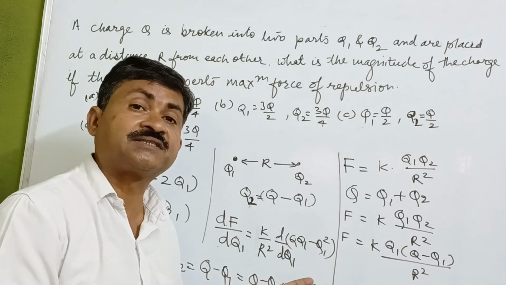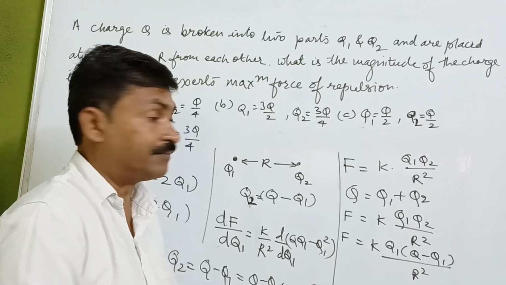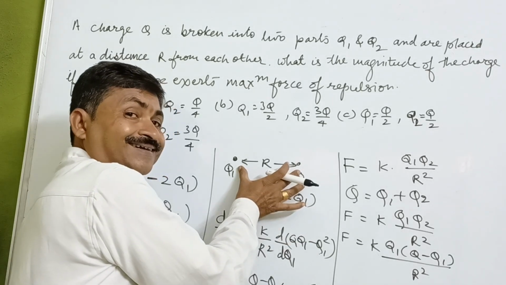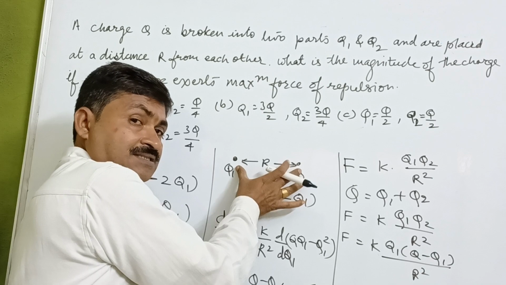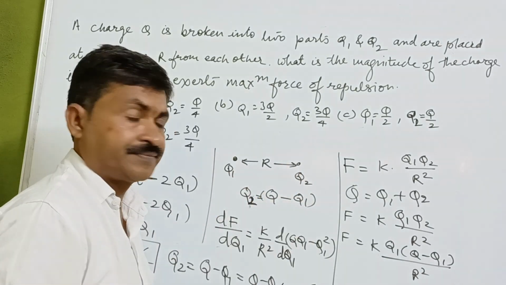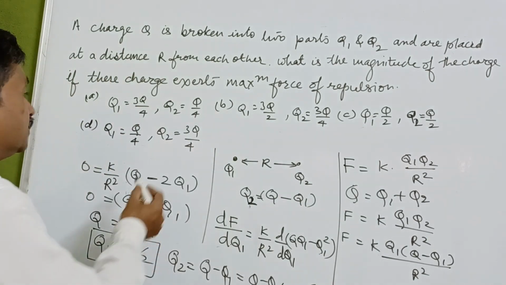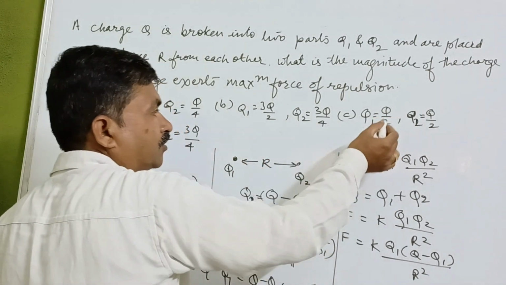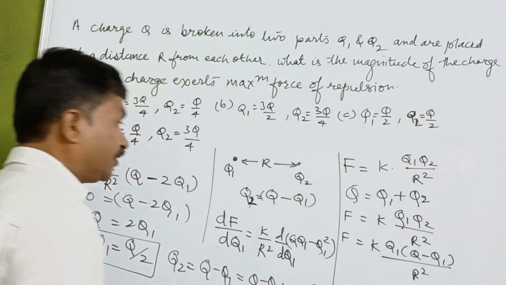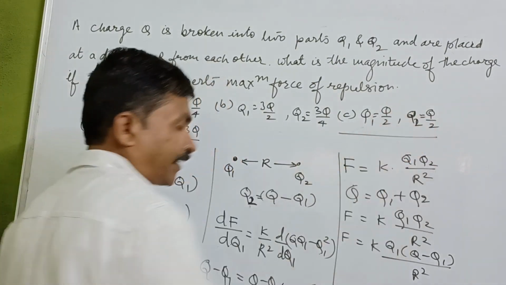So there will be the maximum force of repulsion between them if they are placed at a distance of r. Finally, if we go through the options, here we have Q1 equal to Q upon 2 and Q2 equal to Q upon 2. So C will be the correct answer.